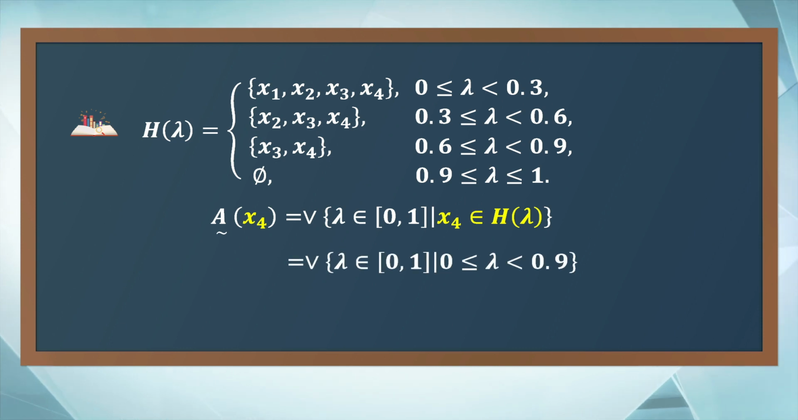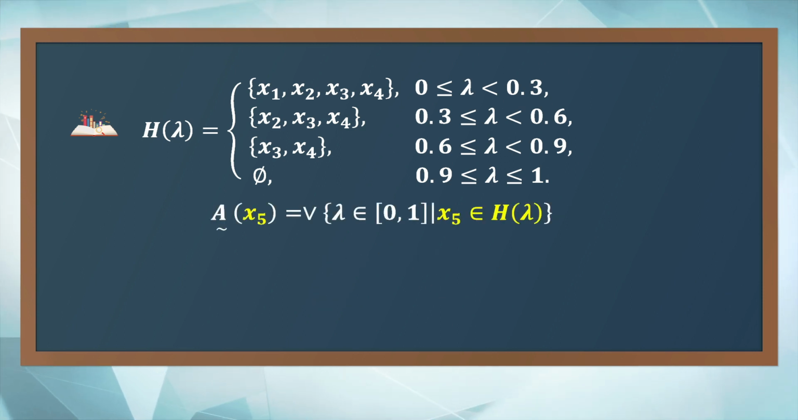Element x4 is in H of lambda if 0 is less than or equal to lambda, less than 0.9. But x4 is not in H of lambda if lambda is greater than or equal to 0.9. The supremum is 0.9. The degree of membership of x5 in A is the supremum of lambda, such that x5 is in H of lambda. Element x5 is not in any H of lambda. The supremum of the empty set is 0.